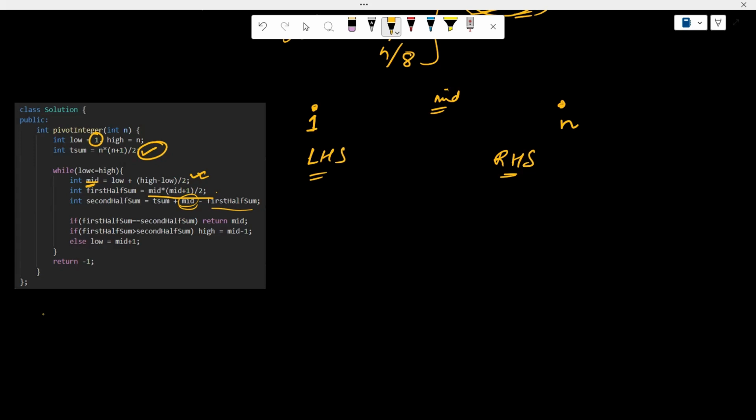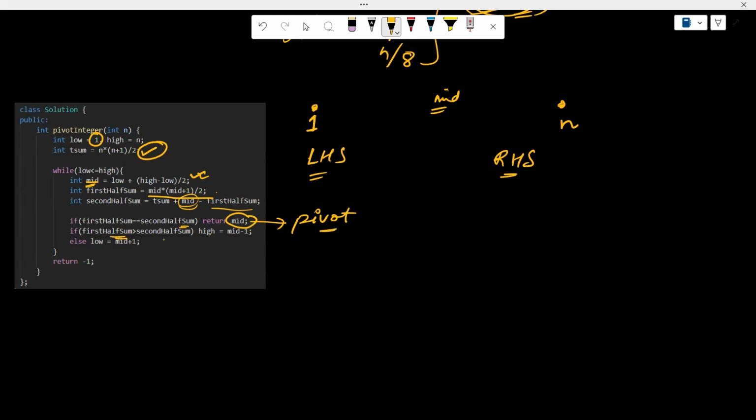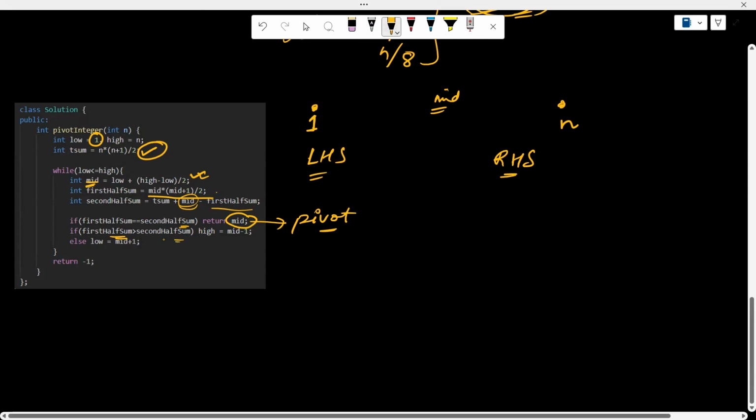If the first half sum is equal to the second half sum, then we can return that element as the pivot. When the first half sum is greater than the second half sum, we have to reduce the first half sum and increase the second half sum. That means we have to move towards left. And if the second half sum is greater, we have to increase the left half sum and decrease the right half sum. In that case, we have to move towards right. In this way, we are adjusting the low and high pointers.